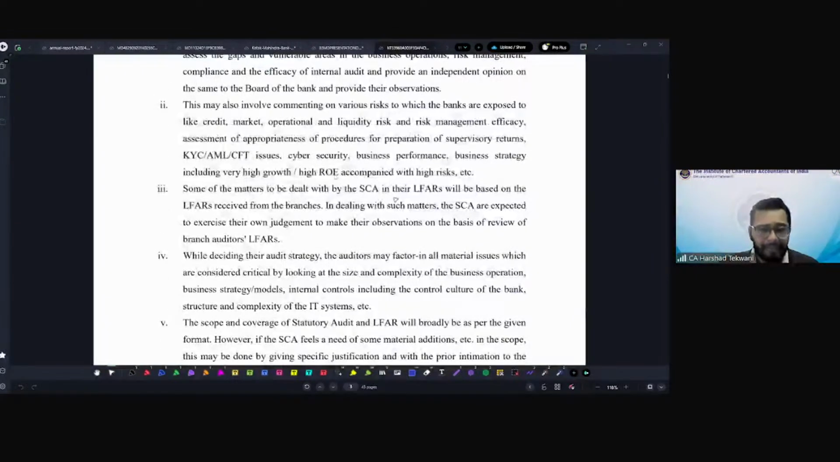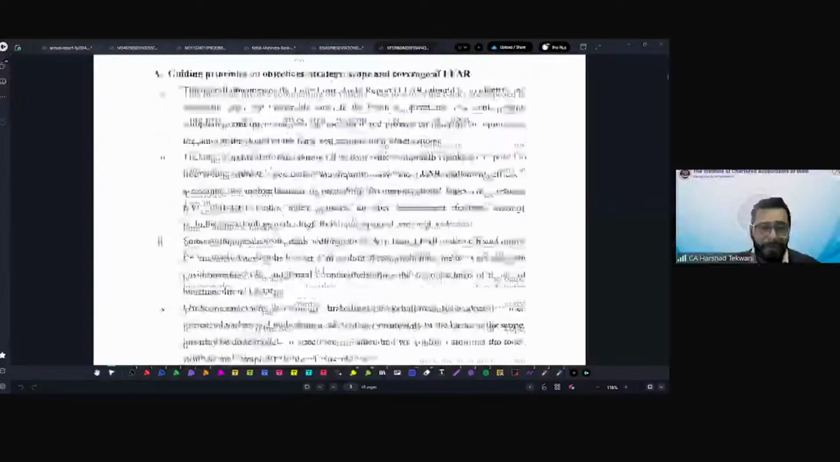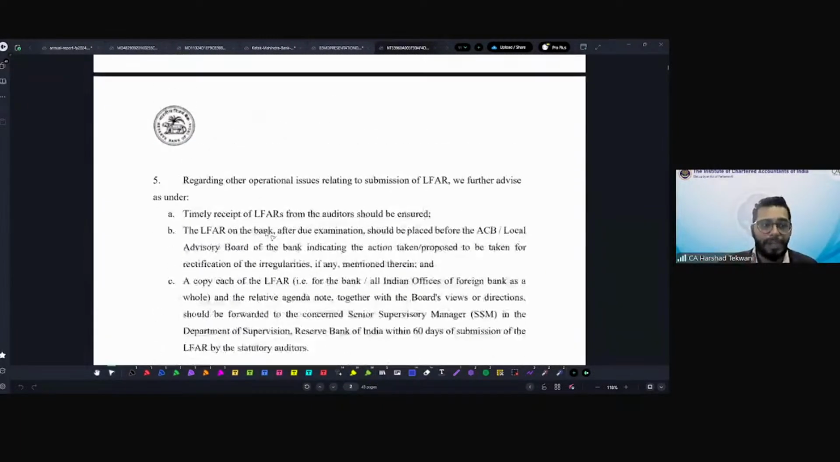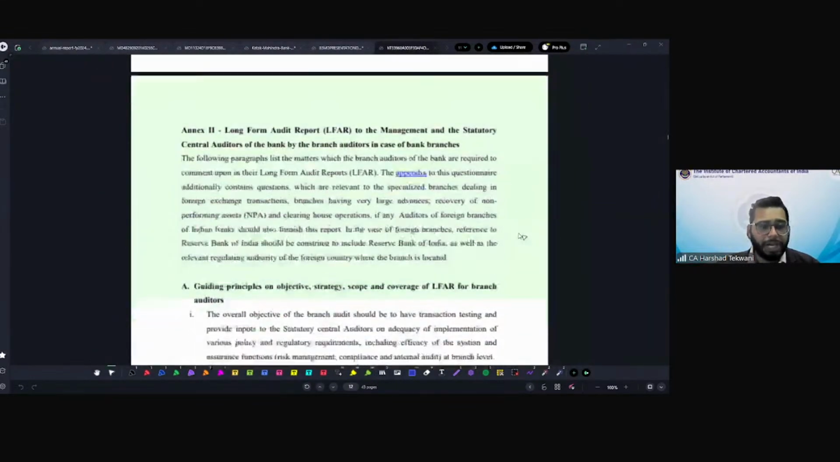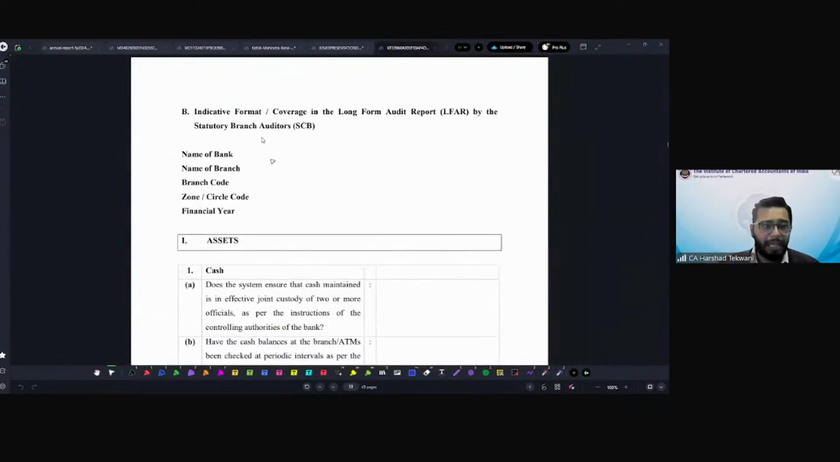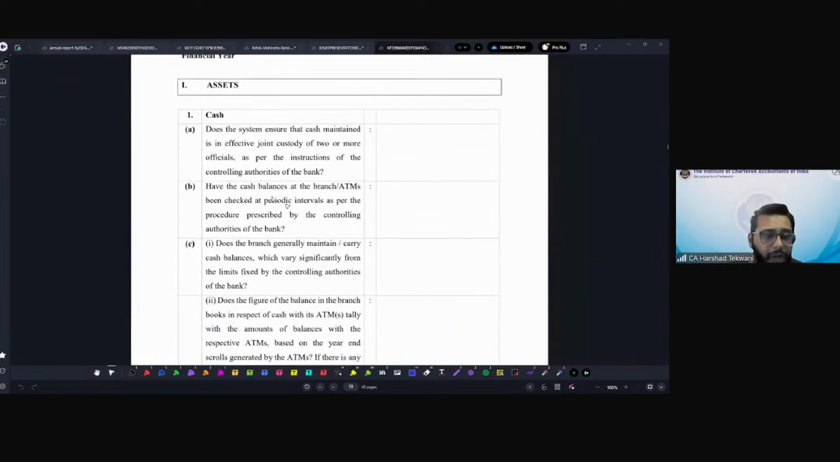There are things which are specified in Annexure 1 on the basis of which they have to report. But more detailed reporting happens when the person is a branch auditor. So if a person is a branch auditor, he has more detailed reporting requirements. This is just a format, okay, but it gets updated from time to time. This is just for your information, okay.